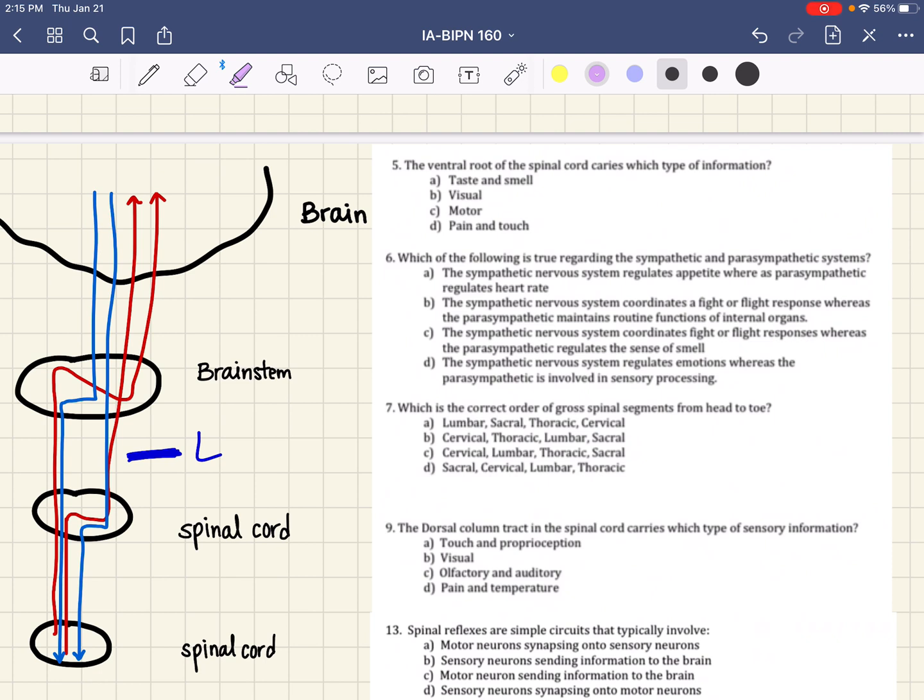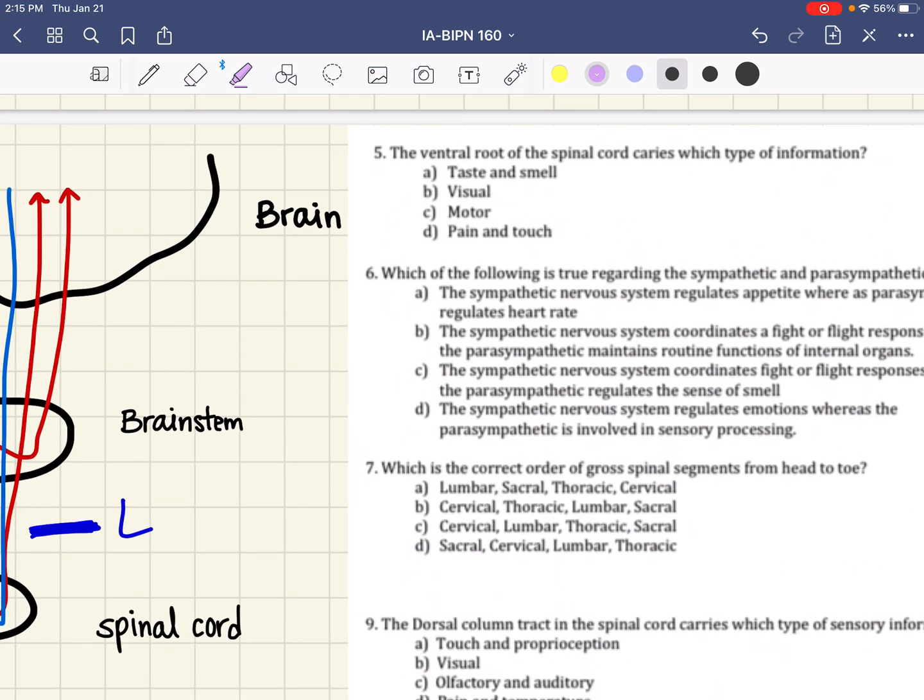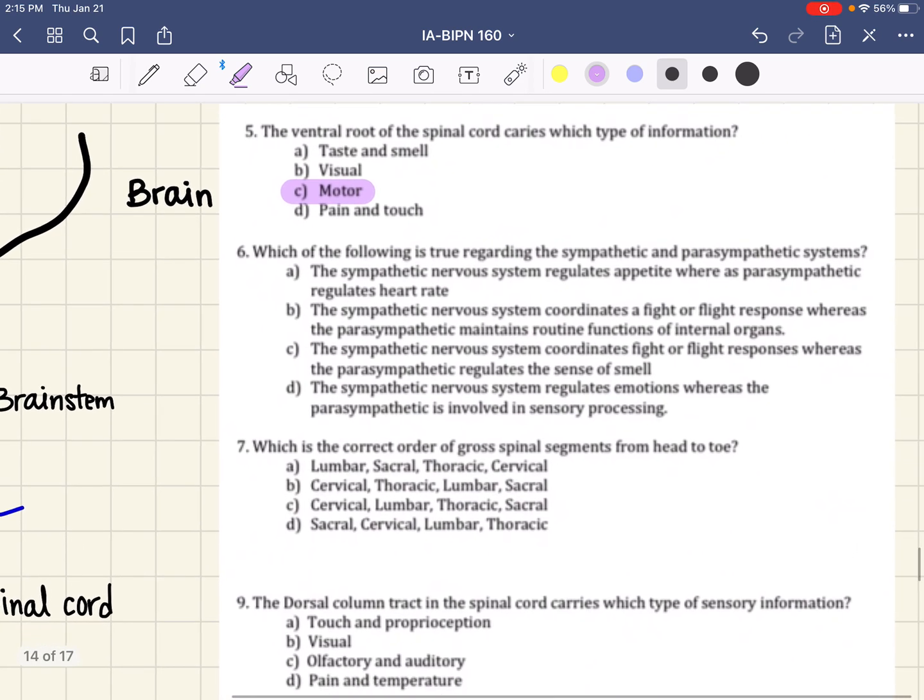Okay, so number 5, the ventral root of the spinal cord carries which type of information? Again, hopefully by now you know the drill. Try to think of the answer before I answer it. So the ventral root will be mostly motor information. So C is the answer for this one.